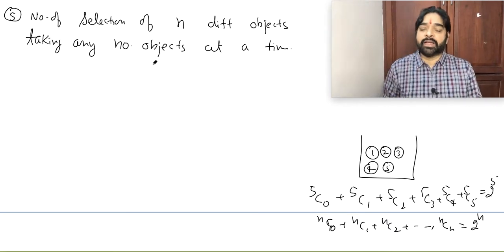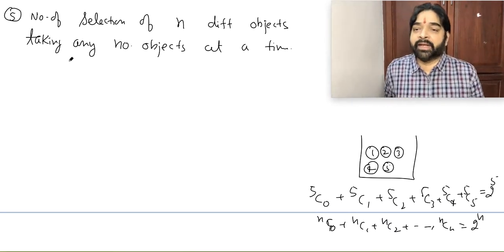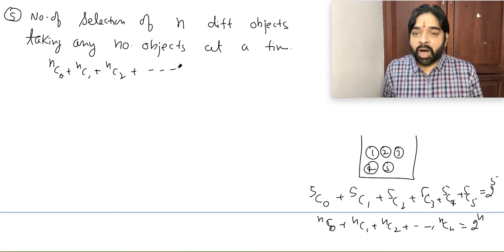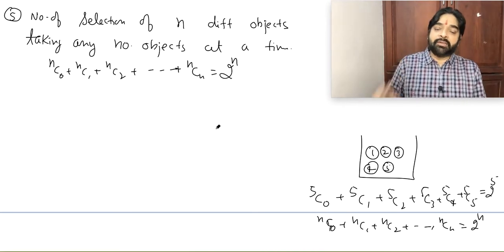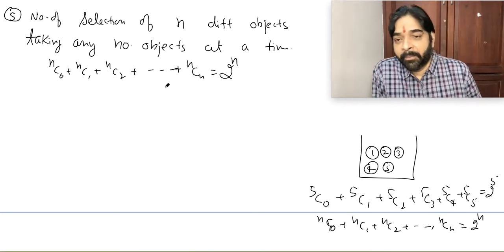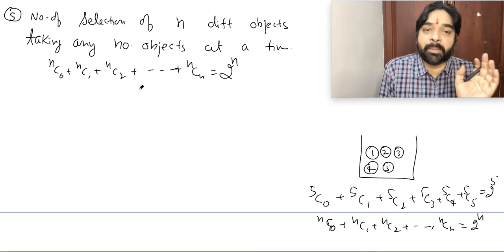So here what will be the answer? You will say number of selections of n different objects taking any number of objects at a time. You will say NC0 plus NC1 plus NC2, and so on up to NCN, and that value will be equal to 2 power n. Means answer will be 2 power n. That's fine. But this we did by using the combination property, the NCR property.